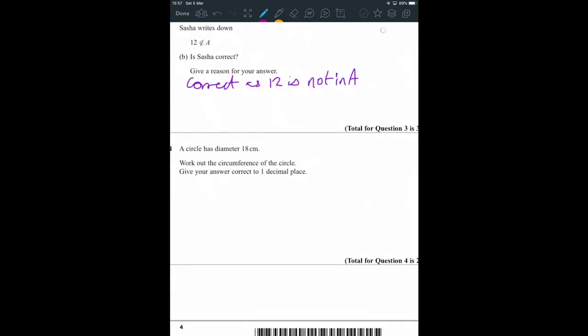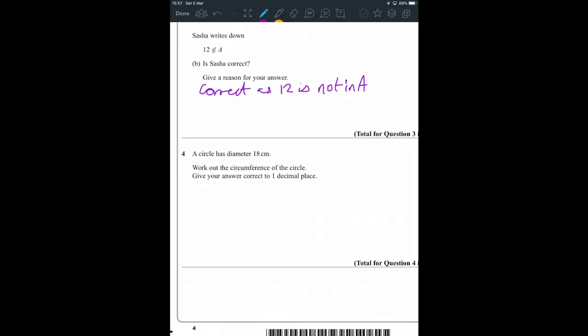Question 4, a circle has a diameter. We want to work out the circumference. We need to remember the formula for circumference is either 2πr or just πd. As I've been given the diameter, I'm going to use πd. So that's 18π, which in my calculator, rounding to 1 decimal place, is 56.5 centimeters.